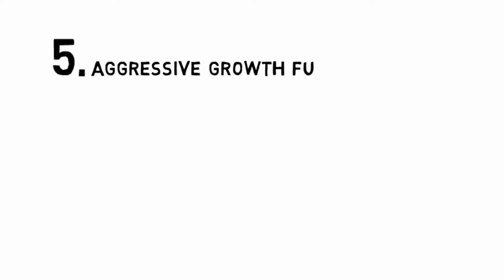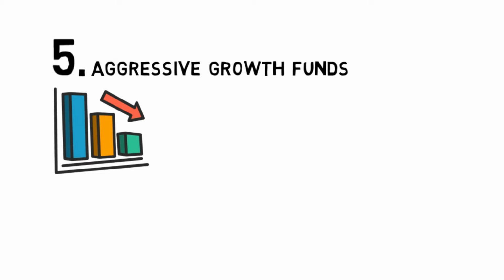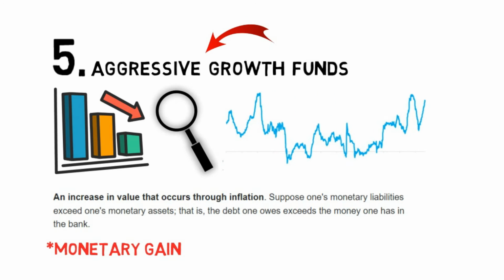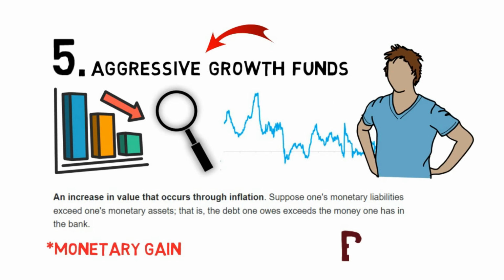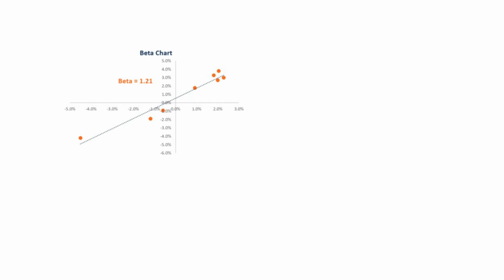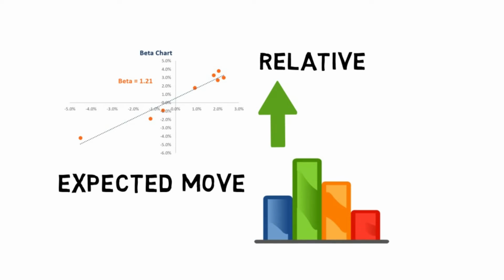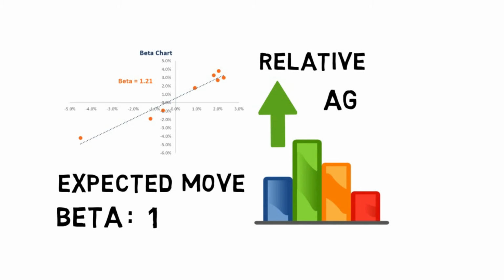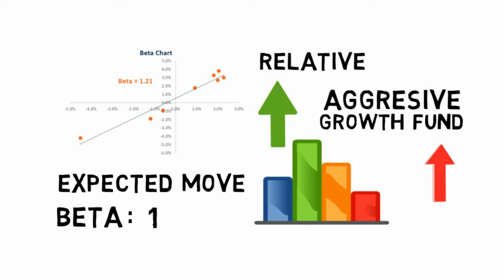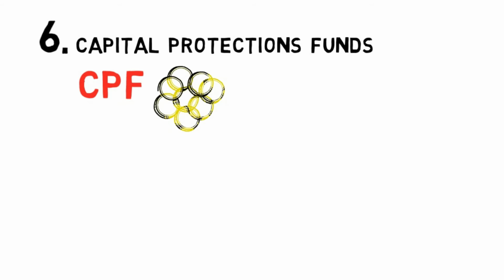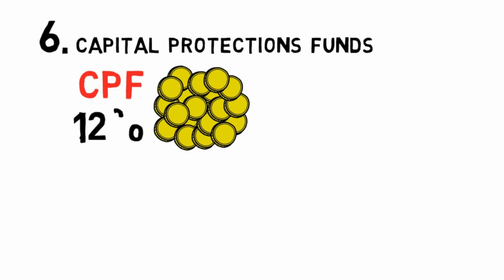Number 5, aggressive growth funds. Slightly on the riskier side when choosing what to invest in. The aggressive growth fund is designed to make steep monetary gains. Though subject to market volatility, one can decide on the fund as per the beta. Beta is the concept that measures the expected move in a stock relative to movements in the overall market. For example, if the market shows the beta of 1, an aggressive growth fund will reflect a higher beta, say 1.10 or above. Number 6, capital protection funds. Capital protection fund serves the purpose while earning relatively smaller returns, say 12% at best.